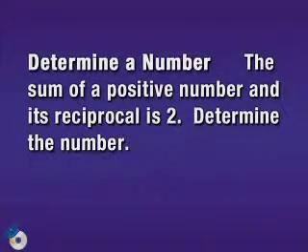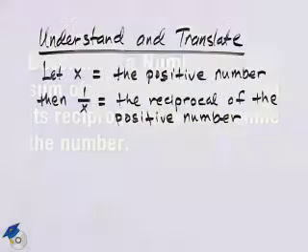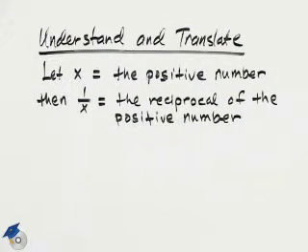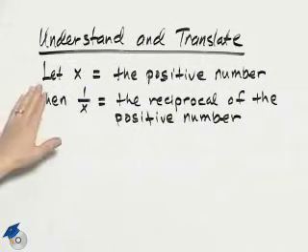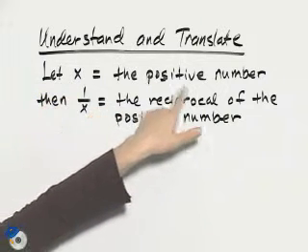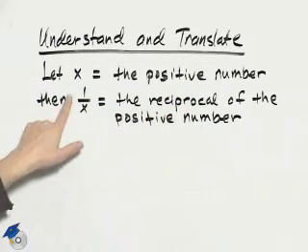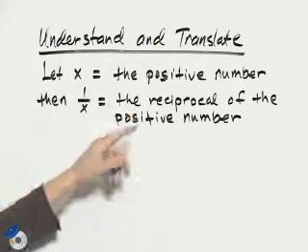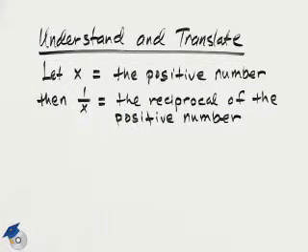The sum of a positive number and its reciprocal is 2. Determine the number. The first step in solving this problem is to understand and translate. I'm going to let x equal the positive number. Then 1 over x is the reciprocal of the positive number.